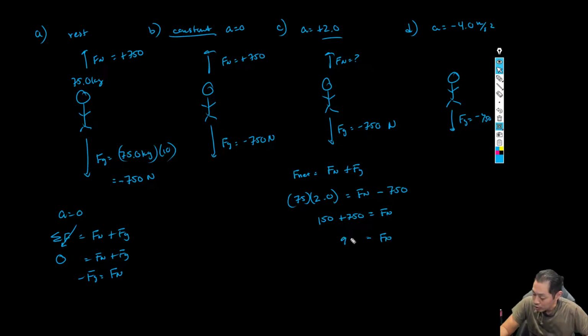Okay, I always like to do a test. Which one is bigger? 900 is a bigger force, so that means it should be accelerating up, and it is. So we're good. All right, the last one.